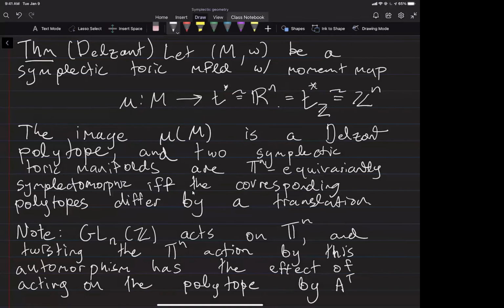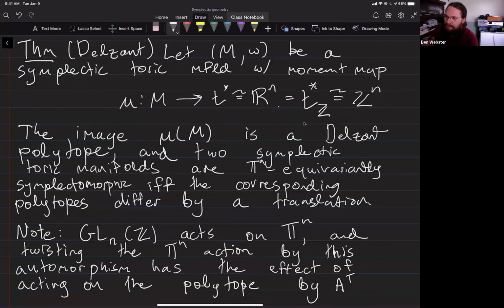Yep. So does this translation that sort of characterizes the symplectomorphic classes of these toric manifolds, do they have to be like integral translates, like lattice translations, or does it have to be? It doesn't have to be lattice translations?